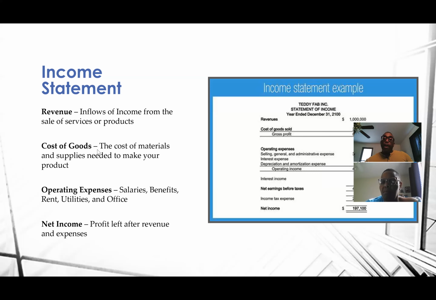Then you have your other costs, which are your operating costs. That could be the building, the rent, salaries, benefits, office expense, utilities. Those are your operating costs.